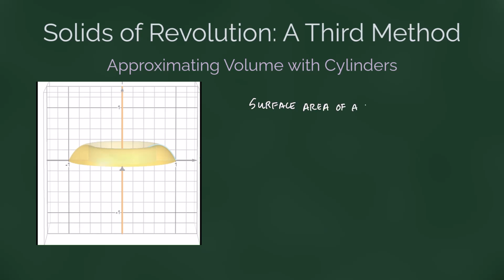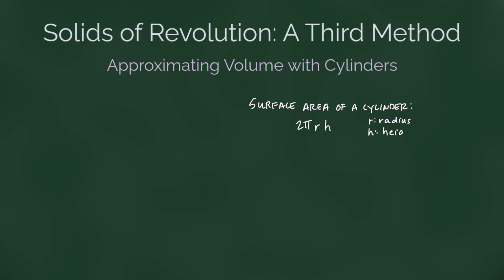We have to remember that the surface area of a cylinder is always given by the formula 2 pi r times h, where r is the radius of the cylinder and h is its height. The volume of a cylindrical shell then is going to be equal to its surface area times its width. So we get a formula for the volume of one cylindrical shell of 2 pi r h times w, where w now represents the width of that shell.